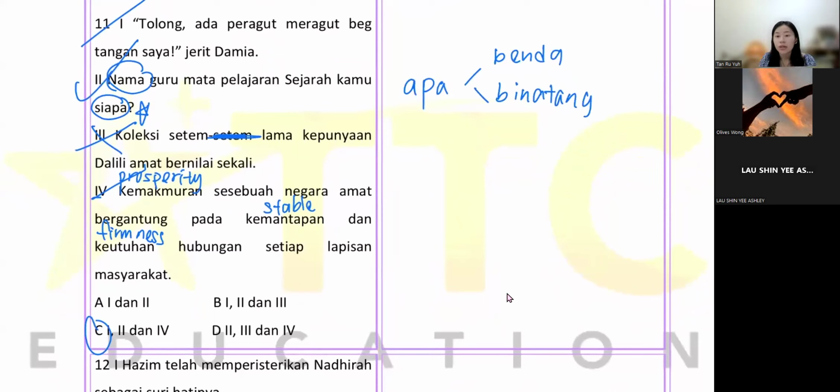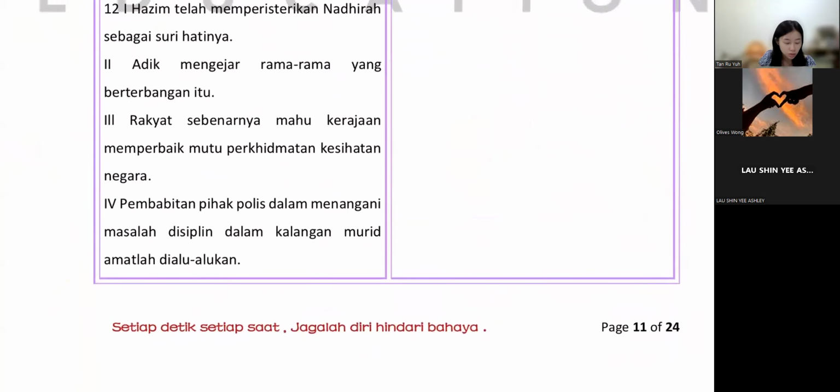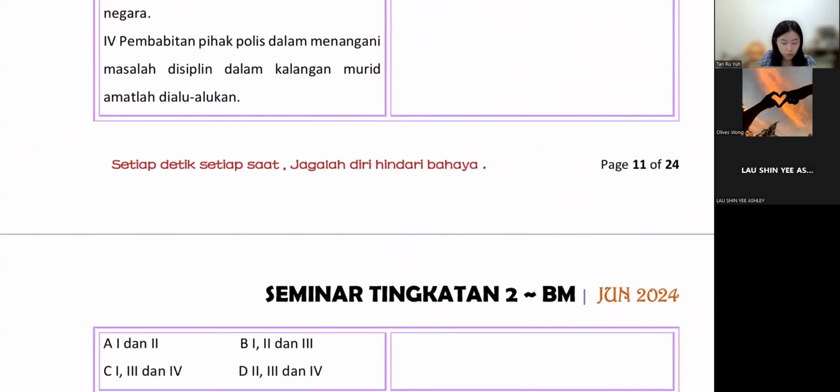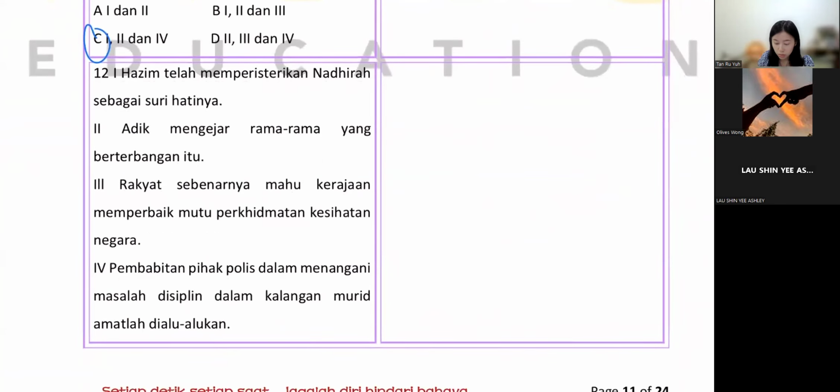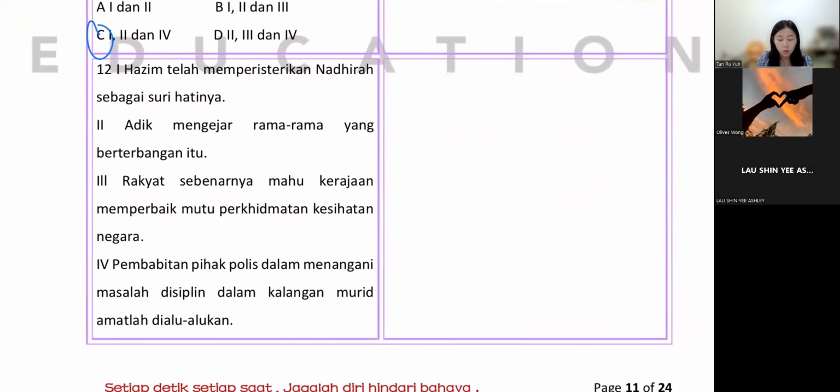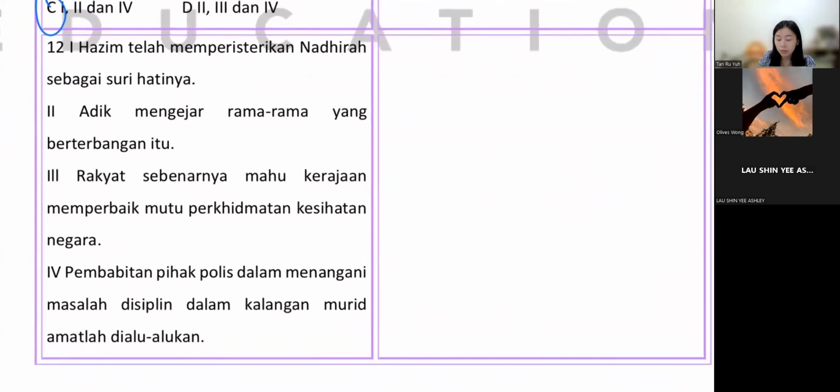Ali, what is your answer? You need to choose the correct sentence. Number 12, B. B is what? B is 1, 2, 3. No. Why? You see, memperisterikan, I mentioned before.